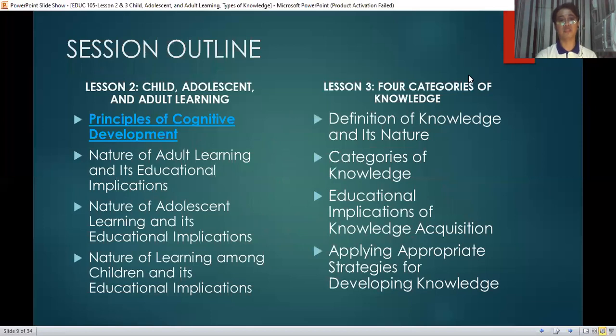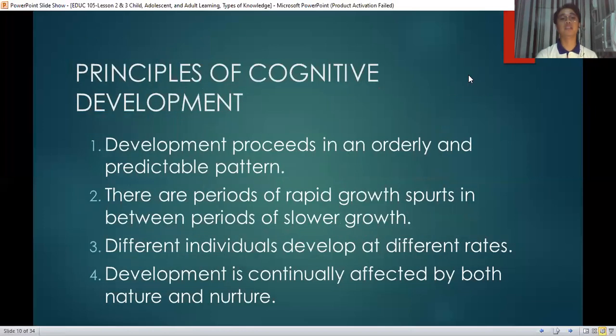So let's start with the first topic, the principles of cognitive development. These are the four basic principles of cognitive development. First one, it says development proceeds in an orderly and predictable pattern.